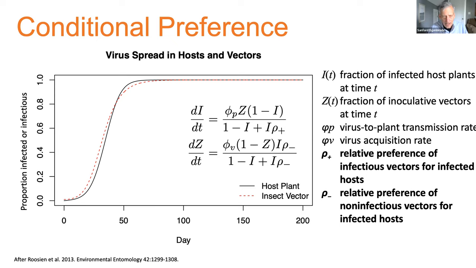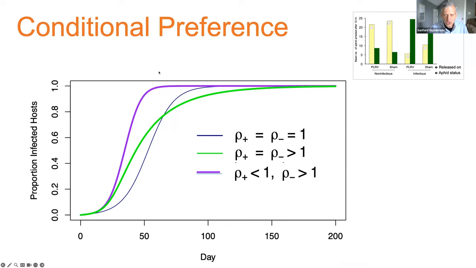And then when you run this model, you can see the spread of the pathogen through a plant population. This just shows that if you have the situation that I described a few slides ago, then the spread is much more rapid through a population of plants than if you have, for example, equal preference, or in some strange situations, reversed preference. So this is equal preference, this is reversed preference, and the purple line is this one here. So more of this continues to be observed.